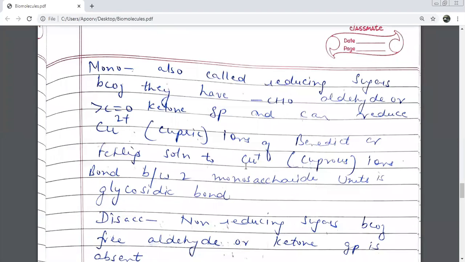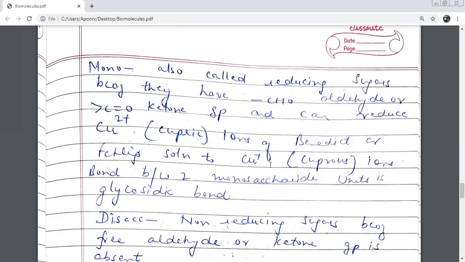And what is Cu+? What do you call Cu+ ions? Cuprous ions. That means they can reduce cupric to cuprous, Cu2+ to Cu+. Because they can reduce cupric ions to cuprous ions, that is Cu2+ ions to Cu+ ions, they are also known as reducing sugars.